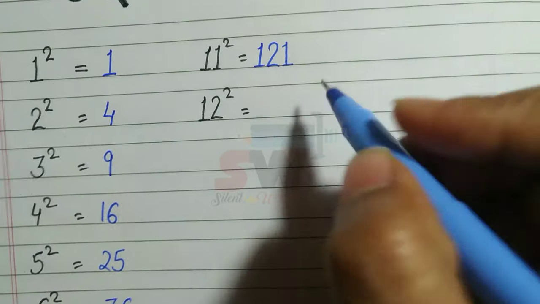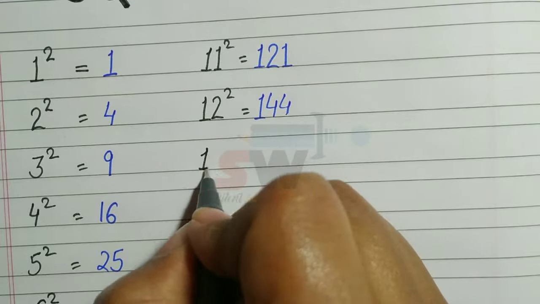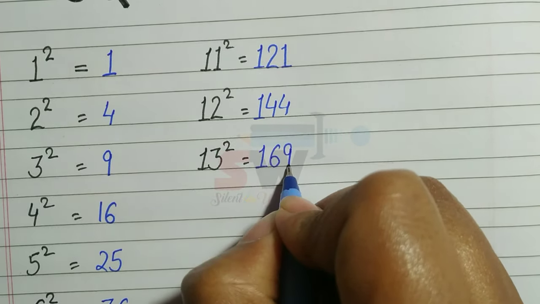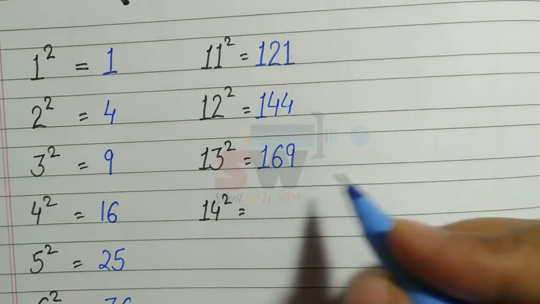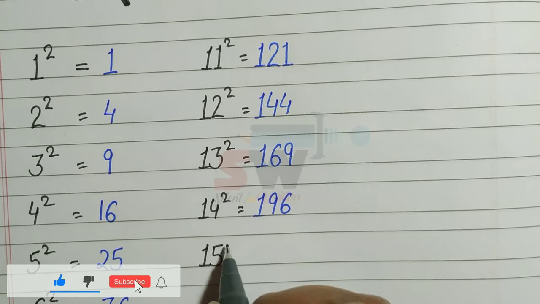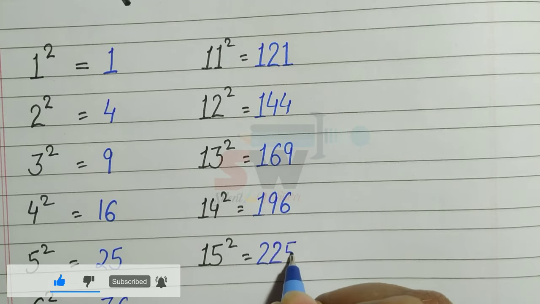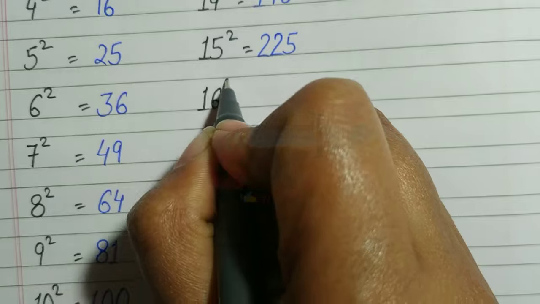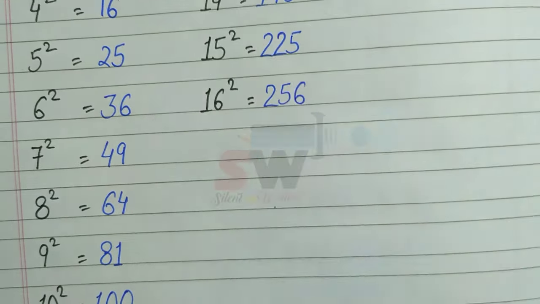Square of 12, 144. Square of 13, 169. Square of 14, 196. Square of 15, 225. Square of 16, 256.